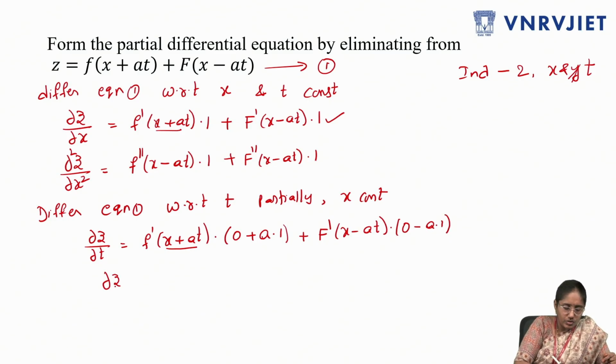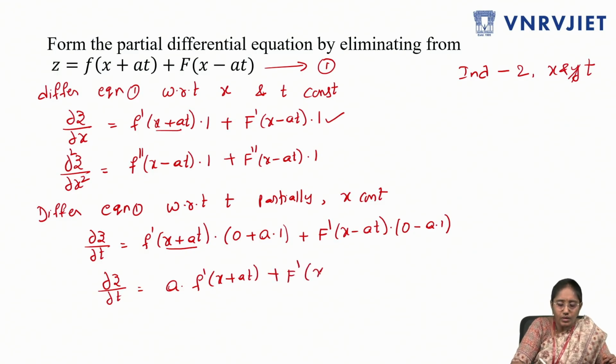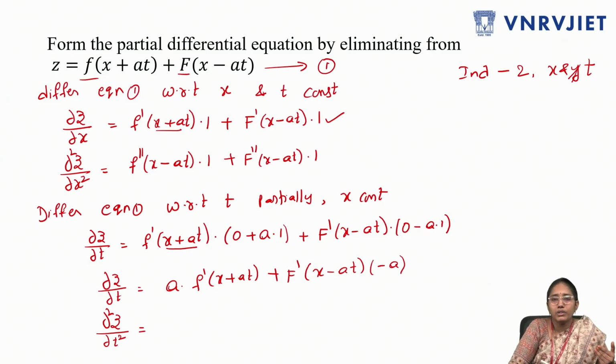Just simplify this. ∂z/∂t is a f'(x + at) plus F'(x − at) into minus a. Now again differentiate this equation with respect to t again. Second derivative, ∂²z/∂t². Why we are applying the second derivative here? Because it is having two arbitrary functions. So maximum the differential equation of order 2. That's why we are finding that second order derivative.